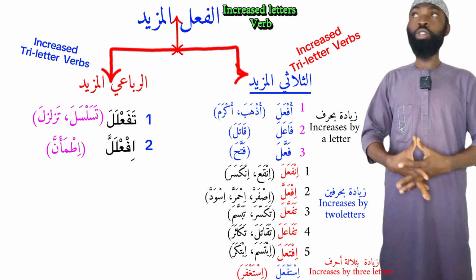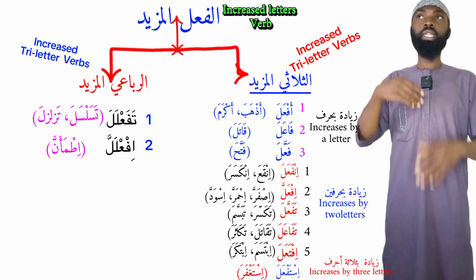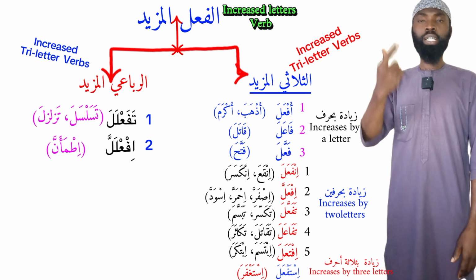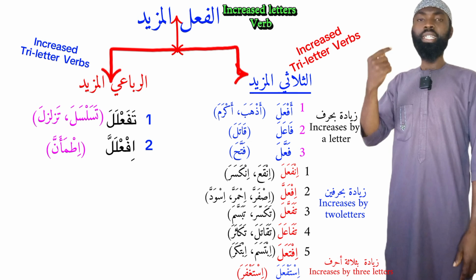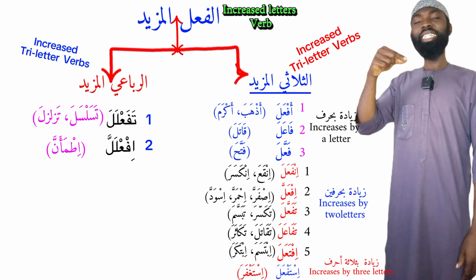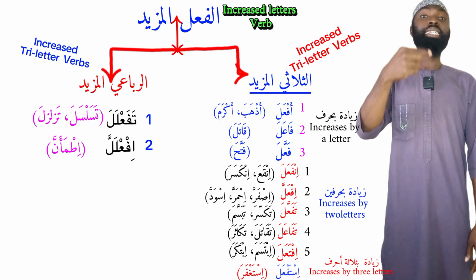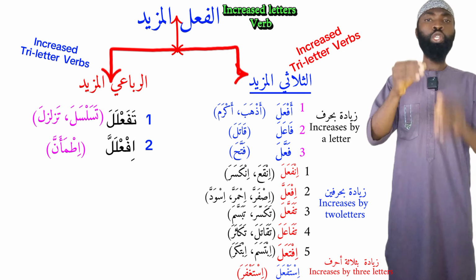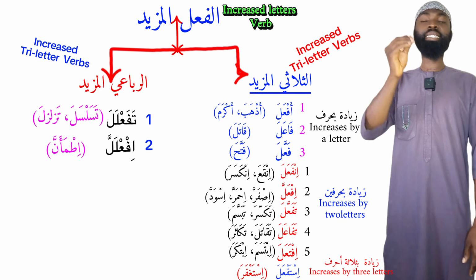For example, when you come to the Quran and you see the word istaghfar, you may not see this word in the dictionary, so you can easily look for the root word. What is the root word? Istaghfaro. Or you see the word yastaghfirun, you return it to the root word, which is istaghfaro.